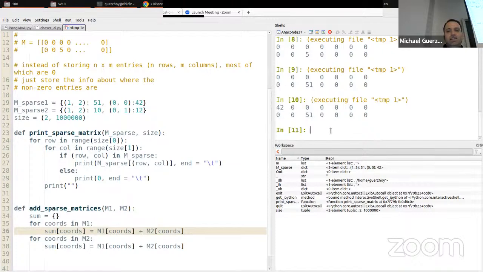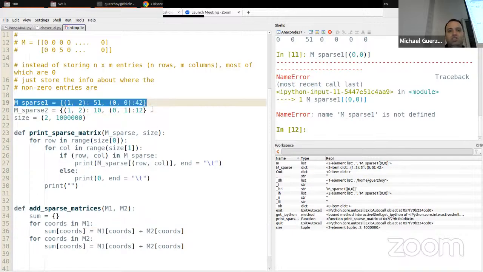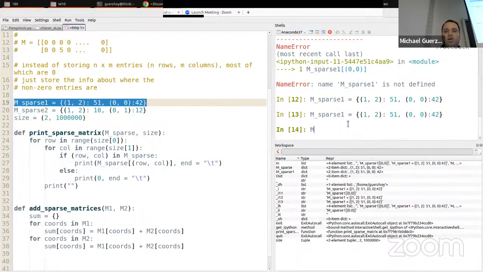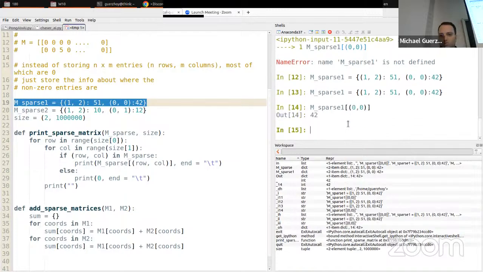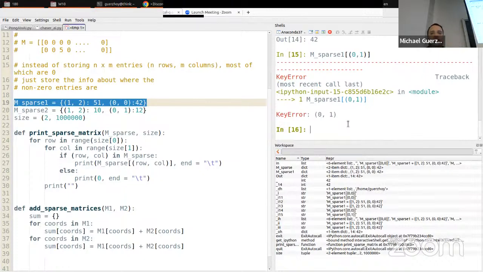So if you say M sparse 1, well, define M sparse 1 first. That would be a problem if I say M sparse 1 at 0 0. Well, that is actually fine. 0 1, that would be an error. So one thing you can do is you can use the get function.